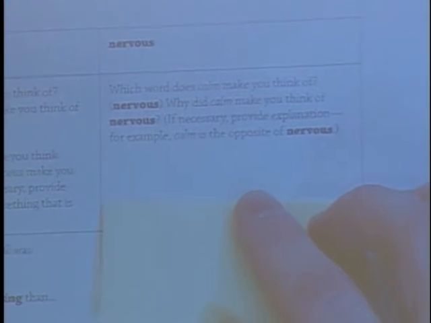Which word does calm make you think of? And then they say nervous. Why did calm make you think of nervous? Okay. All right. Let's move on.